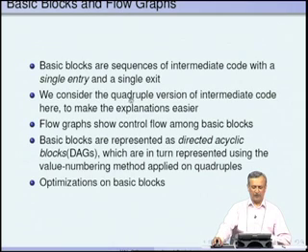We consider the quadruple version of intermediate code, so that explanations are easier, but with some modification we can also process tree intermediate code. Flow graphs show the control of flow between these basic blocks, and basic blocks are represented as a directed acyclic graph. I will show you some examples of this, which are in turn represented using the value numbering method, which is applied on quadruples. We are going to study all these processes along with optimizations on basic blocks.